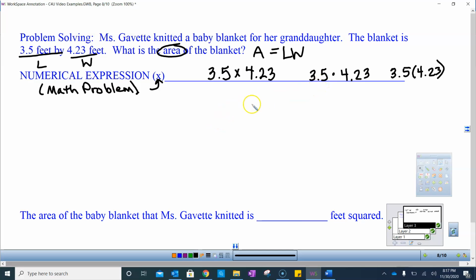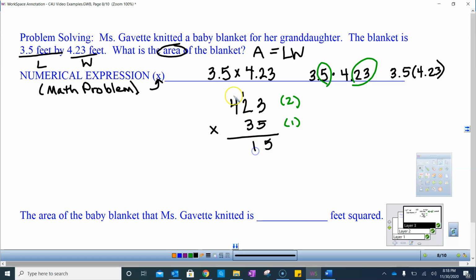To do the math, you're going to rewrite your problem with the longer number on top and no decimal points. We're going to indicate how many digits are to the right of the decimal off to the side. We had 2 here, and then we have 1 here. So we indicate it off to the side before we multiply. Now you're going to multiply. 5 times 3 is 15, carry the 1. 5 times 2 is 10, plus 1 is 11, carry the 1. 5 times 4 is 20, plus 1 is 21.